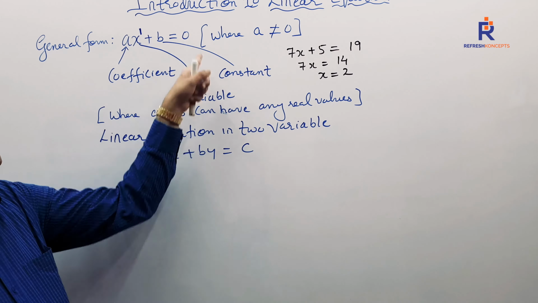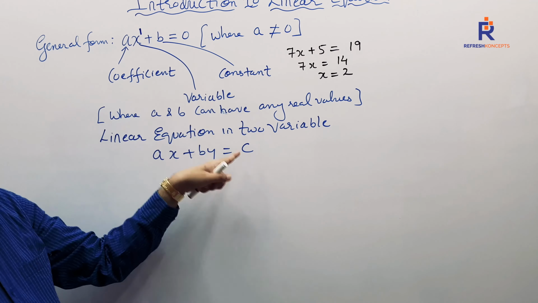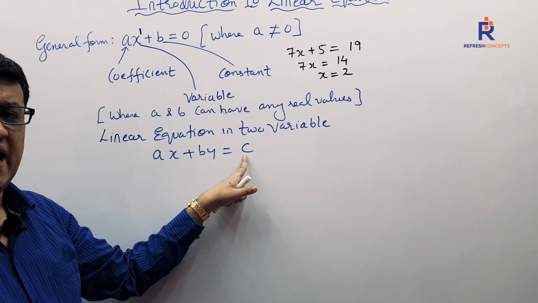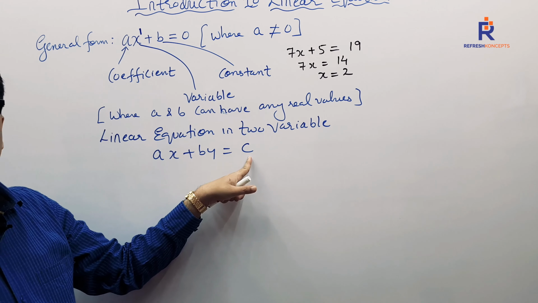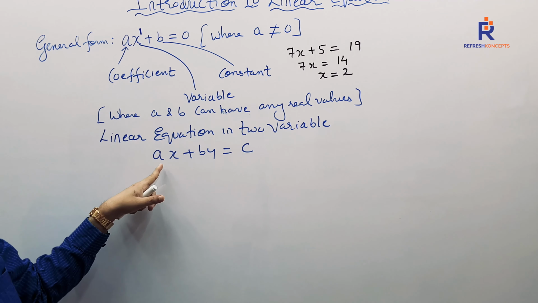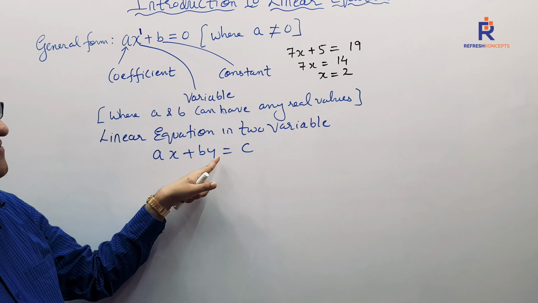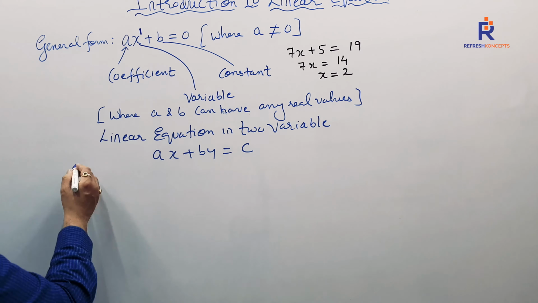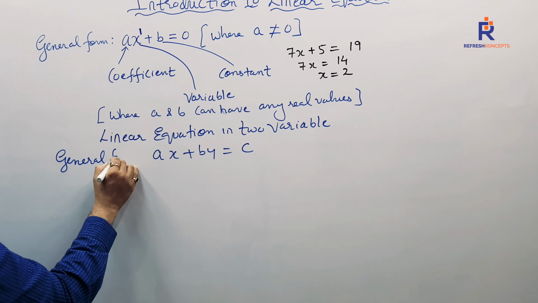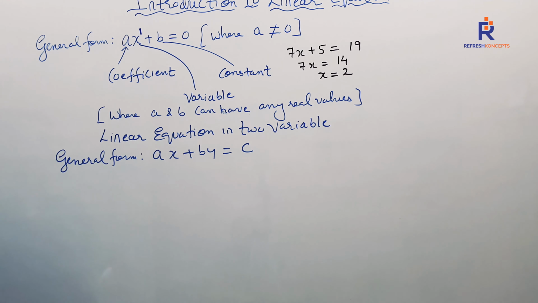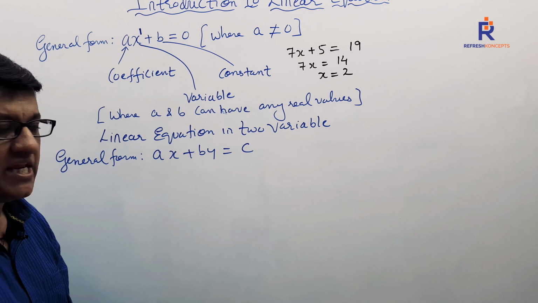Unlike what we had taken earlier, where I took 0, I can have any constant here. I can have this particular equation equated with any constant. So the general formula is ax plus by equals c. This is the general form of linear equation in two variables.